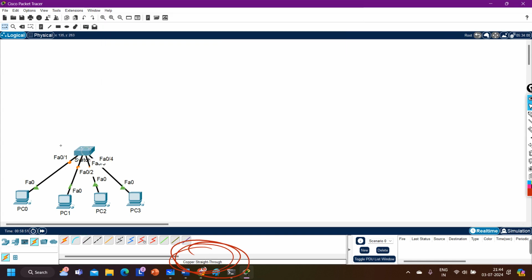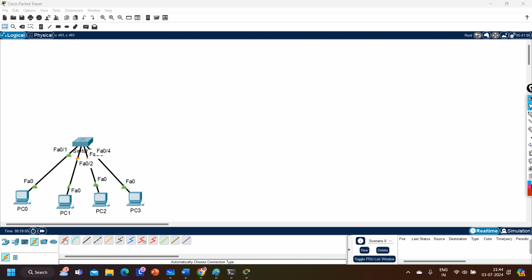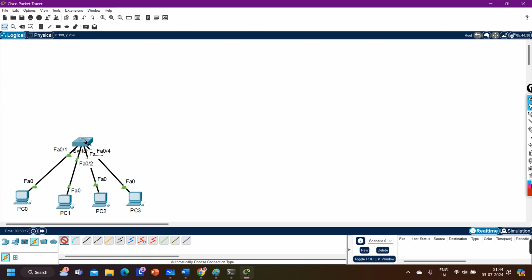But the good thing is, nowadays devices can automatically sense the cable. So you can see you have one automatic option here. See the name of this cable, guys: Automatic Choose Connection Type. If you choose this cable, your device is going to automatically detect the cable. So if straight through is required, it will automatically connect straight through. If crossover is required, it is going to connect crossover.